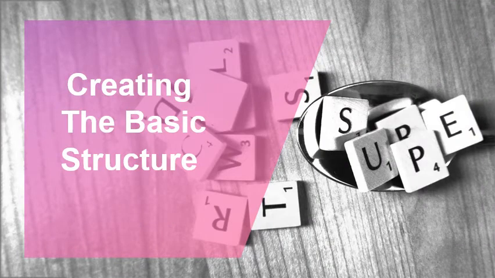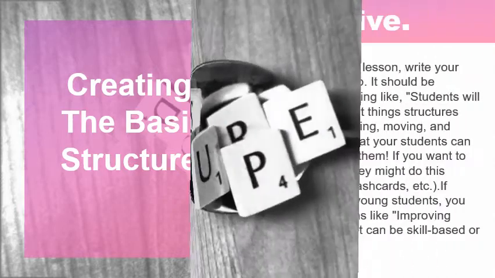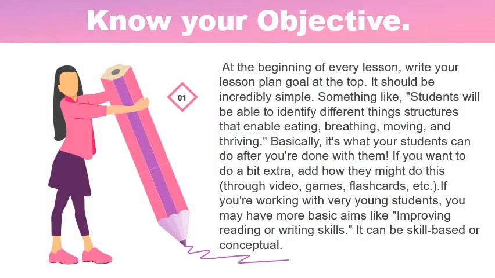Method 1. Creating the basic structure. Number 1. Know your objective. At the beginning of every lesson, write your lesson plan goal at the top. It should be simple, something like: students will be able to identify different animal body structures that enable eating, breathing, and moving.